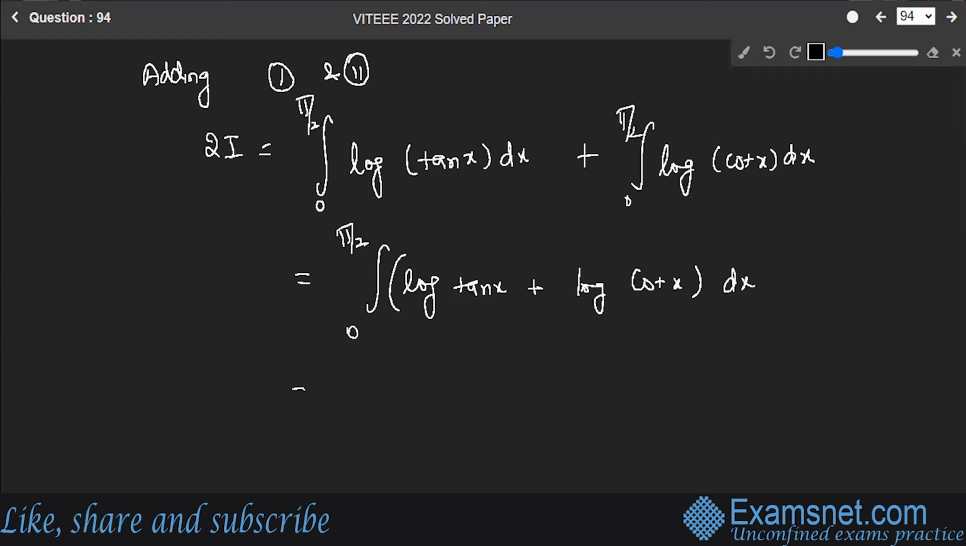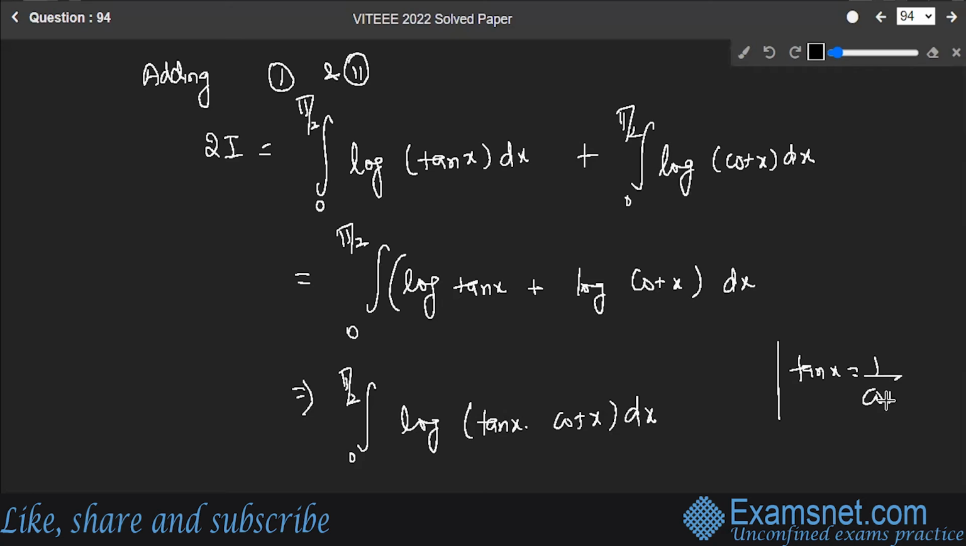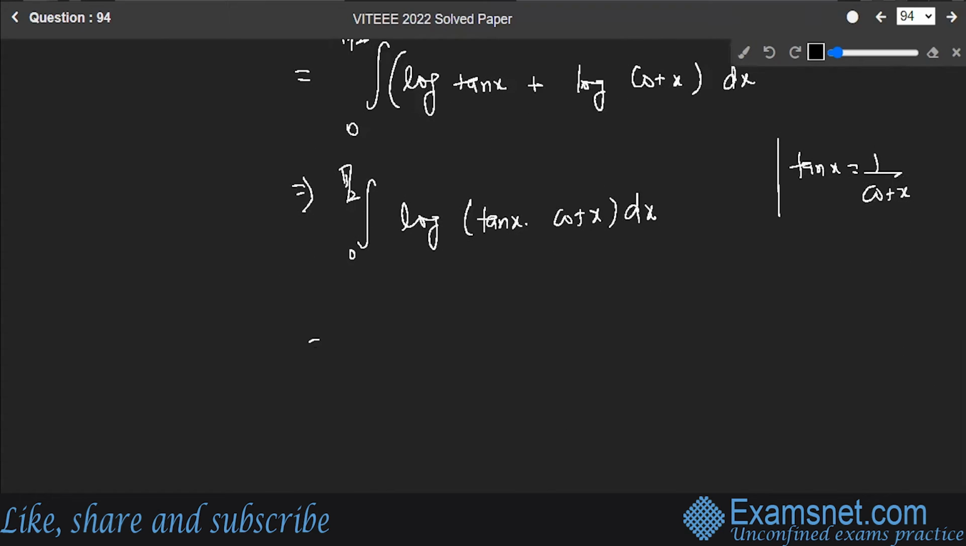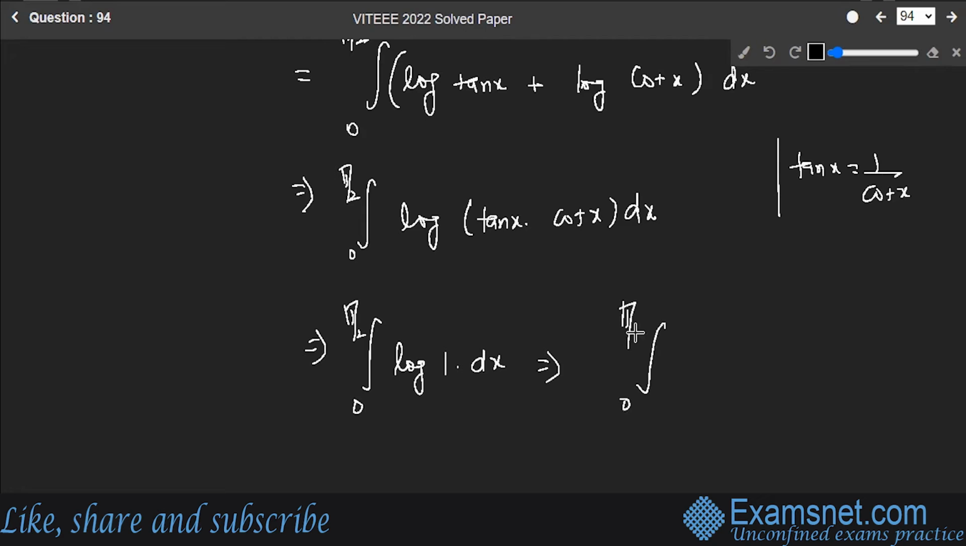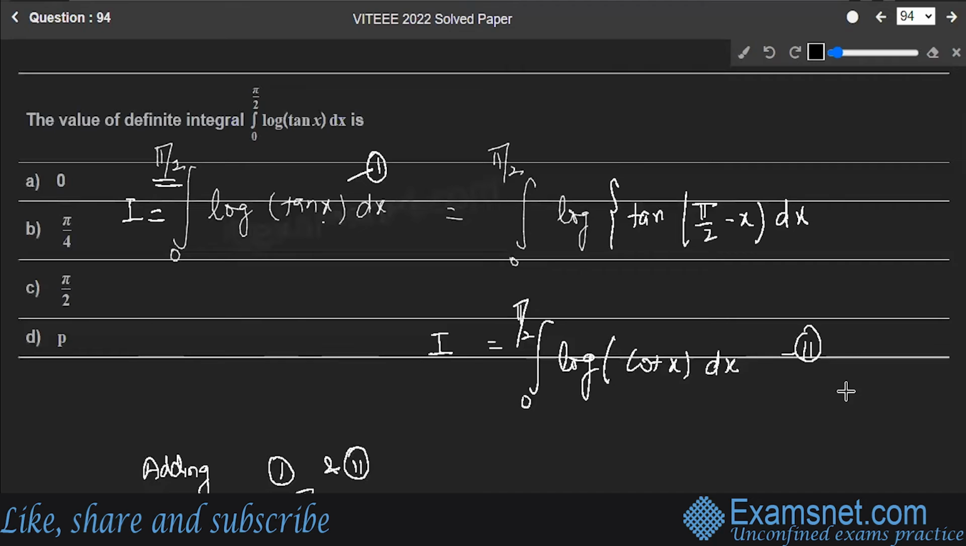So both the logs are adding, this will be equal to integral 0 to pi by 2 of log of tangent x into cotangent x dx. You know tangent is equal to 1 by cot. So this can be written as integral 0 to pi by 2 of log of 1 into dx. So log of 1 is equal to 0. So this is 0 into dx, and this is nothing but 0. So the answer to the question is 0.